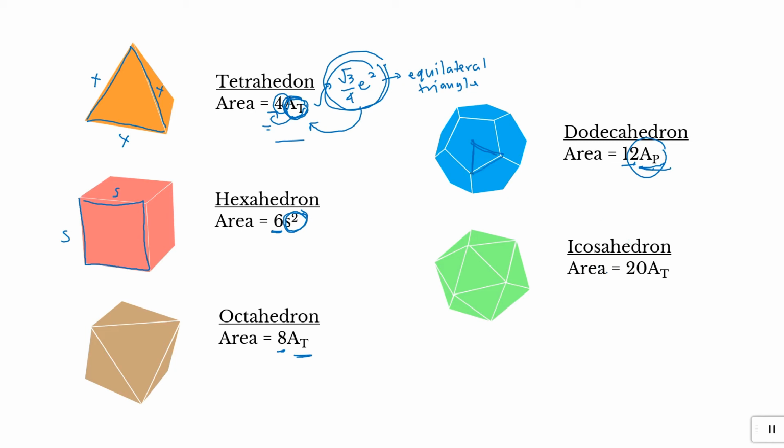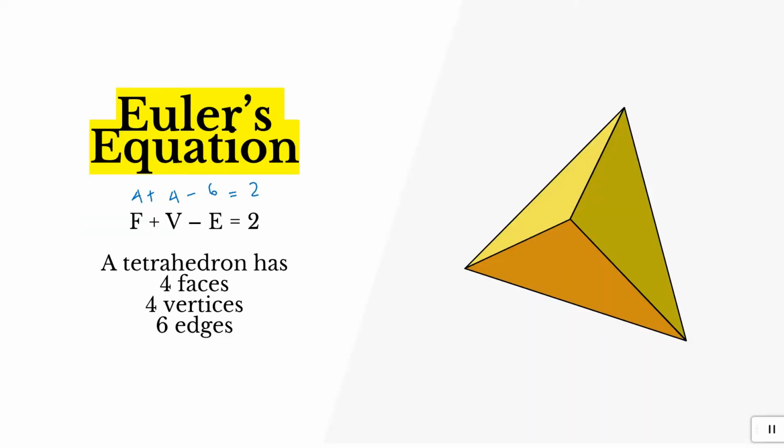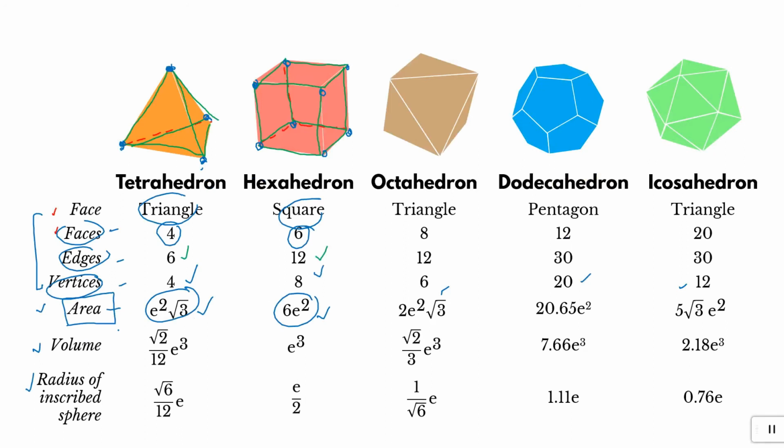Last is the icosahedron, which has 20 faces. And then, it's a triangle again, okay? The face of an icosahedron is an equilateral triangle. And that's it, class, for the areas. Okay, so what's left is the volume and the radius of the inscribed sphere. So, let's move forward.